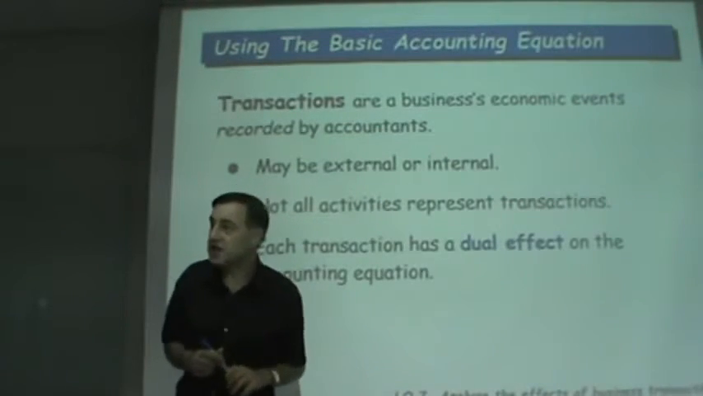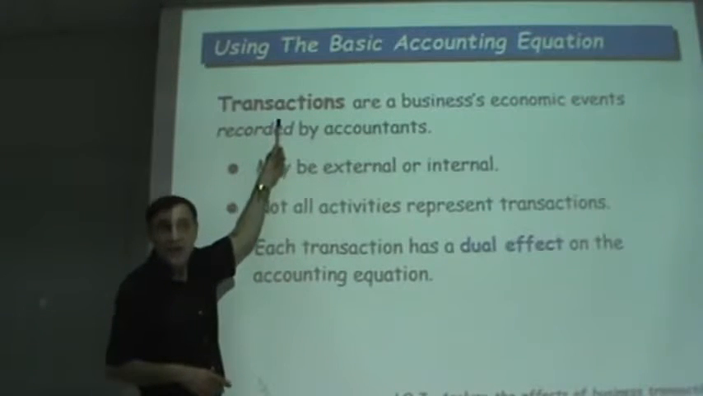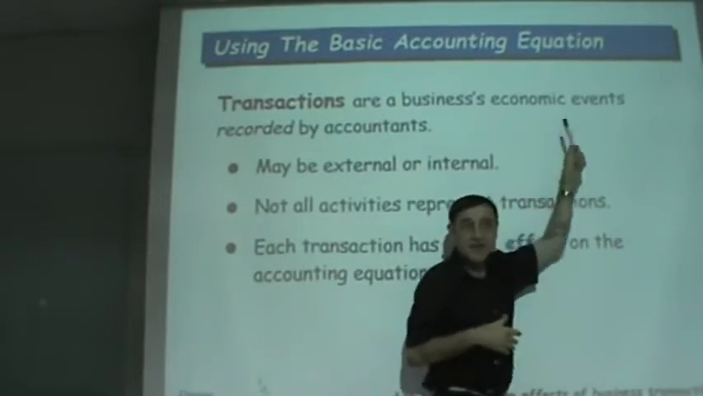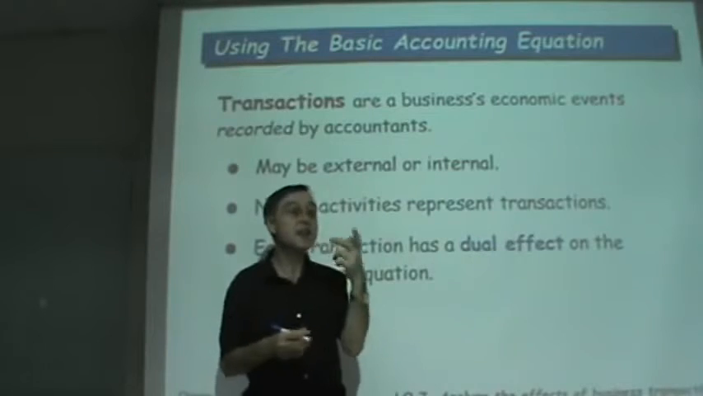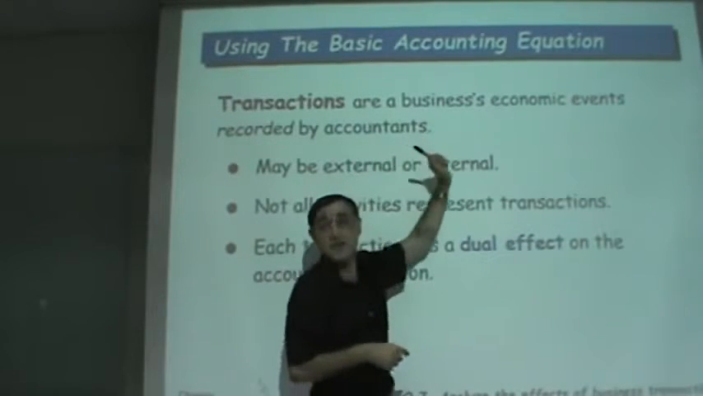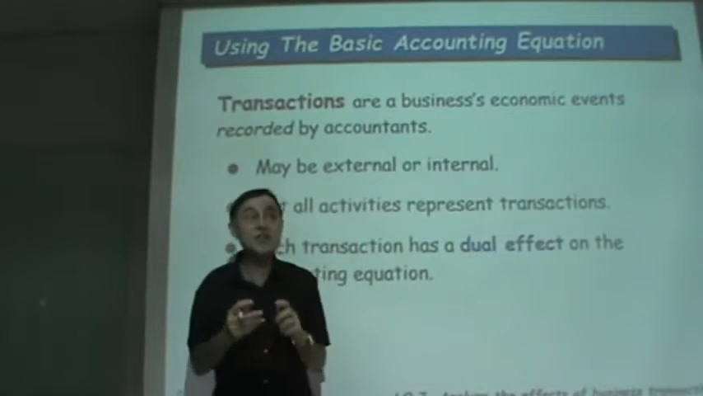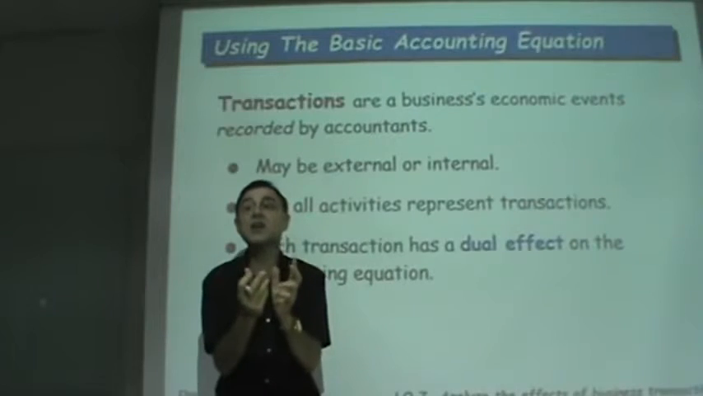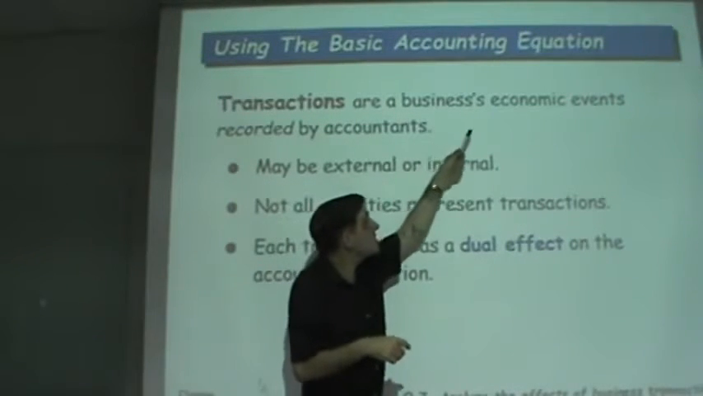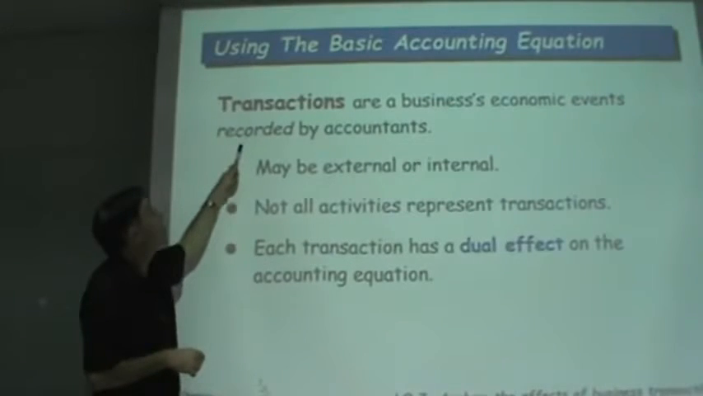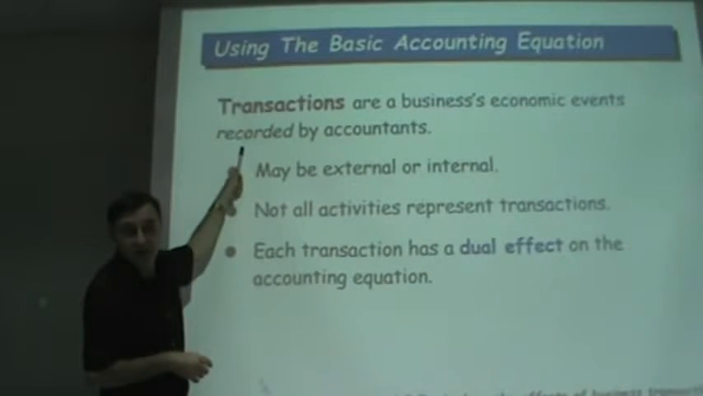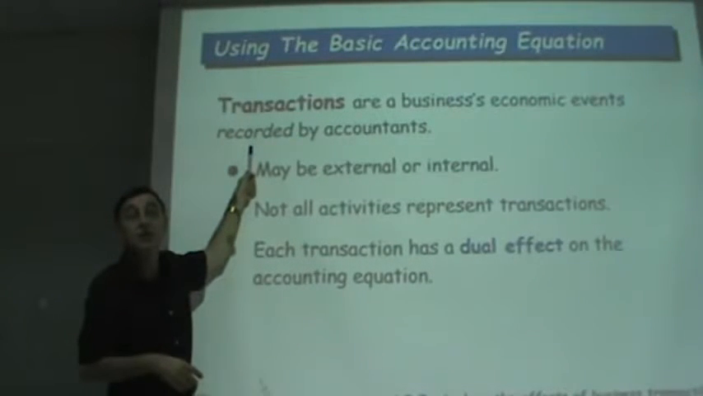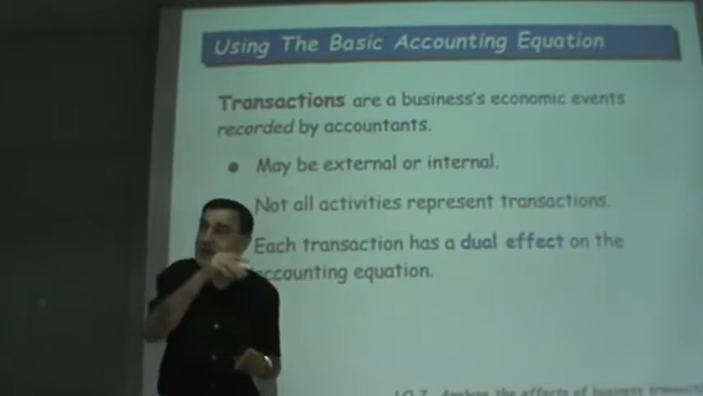The next piece is transaction. And transaction is something we call an event. Something which happens. It's a business or economic event. In other words, something of value happens. So it's a business's economic event which is recorded. Okay? So if it's a transaction, it must be recorded. In other words, there's going to be something happening.